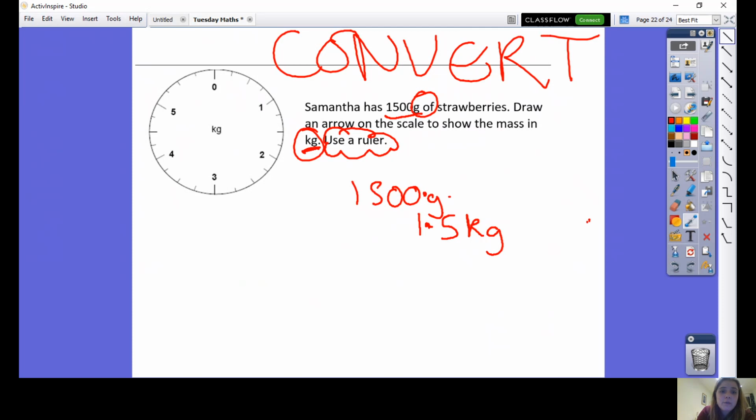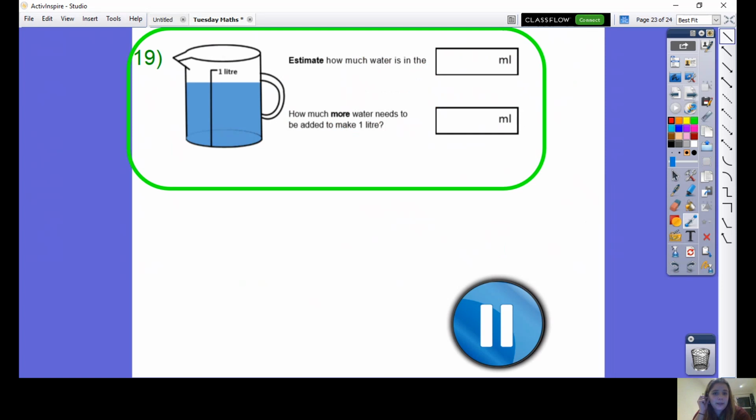properly. Between 0 and 1, there are 5 jumps. So each jump is worth 0.25. So 1, 1.25, 1.5. Okay, here's your reasoning question.